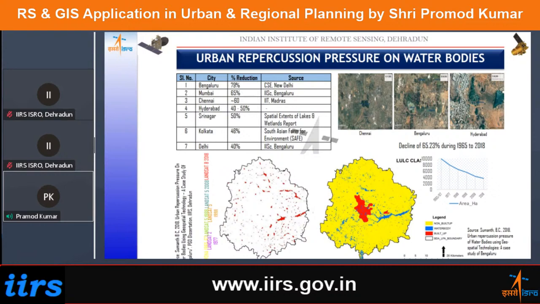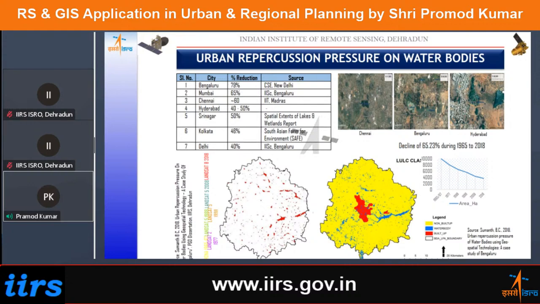If that urbanization is happening, it has its own repercussions. Such water bodies act as a cushion, as a sponge, a phenomenon you might have heard about. So they act as reservoirs.